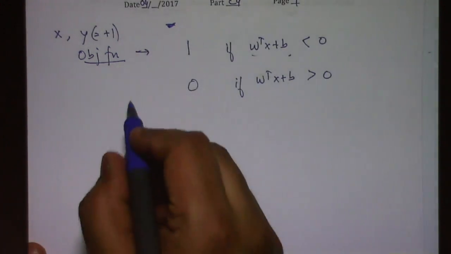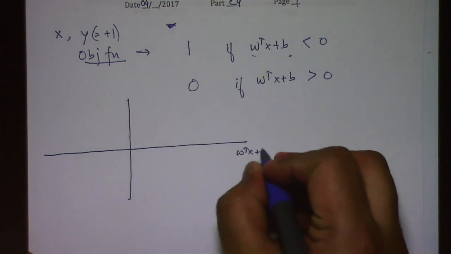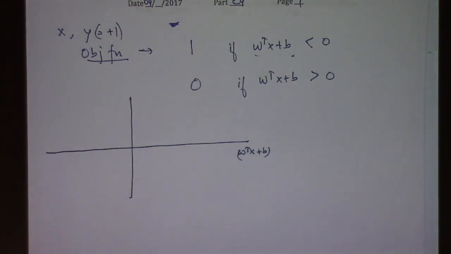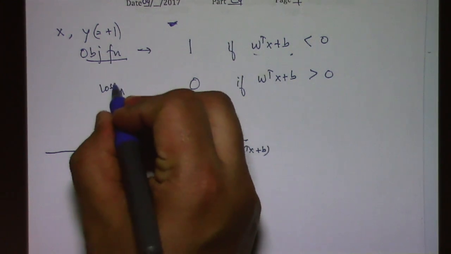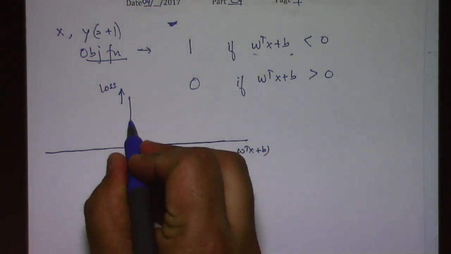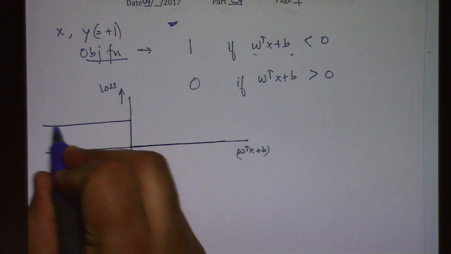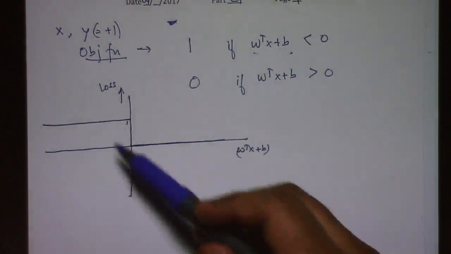If you plot this function as a function of W transpose X plus B, then this function looks like this. If it is greater than 0, then the loss is 0, and it is 1 if it is less than 0. So this is how the loss function looks. The reason I drew this is because this immediately tells you that this loss function is not easy to differentiate. You cannot compute the derivative of this loss function because it is not smooth.